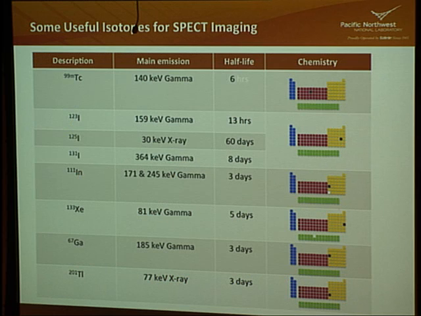For medical imaging applications, there's a range of gamma ray emitters that are useful, each with different properties depending on the energy of the gamma ray photon, and also their half-life, which is related to when you inject them. You don't necessarily want something that's going to be around forever, and so there are a number of isotopes available for use.